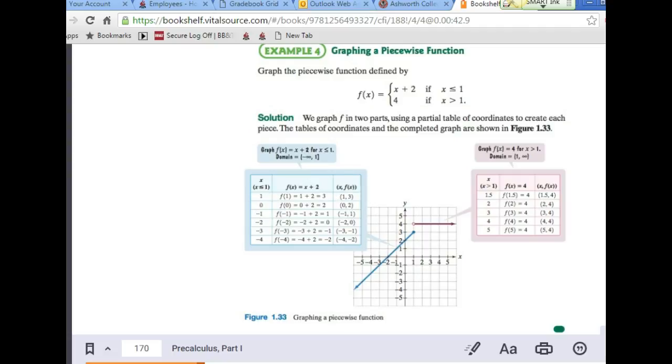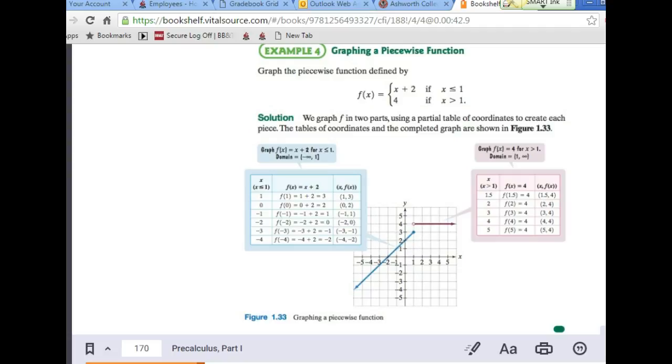If I plug 0 in, I'm going to get 2, which gives me 0, 2. If I plug negative 1 in for x, I'm going to get positive 1, so I write it as negative 1, 1. Negative 2, if I plug that in, I'm going to get 0, so therefore it's going to be negative 2, 0, and you can kind of see the pattern. When you begin to graph these, they're going to give you this line right here. Okay? Now, because there is an equal sign, notice that this is a solid dot right here.